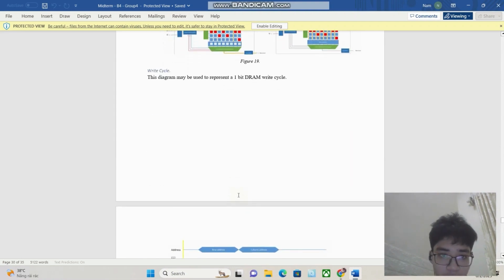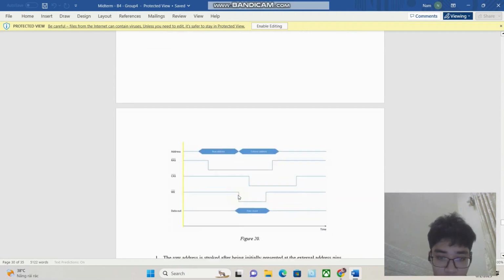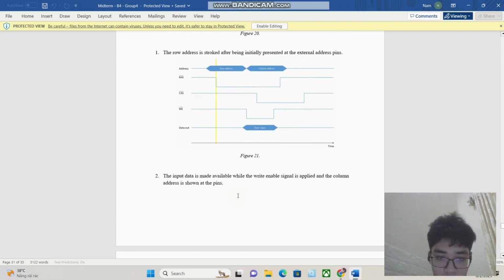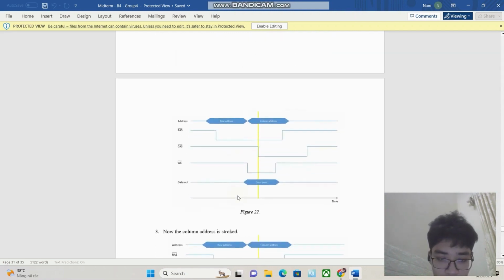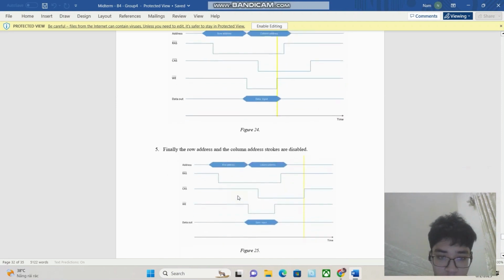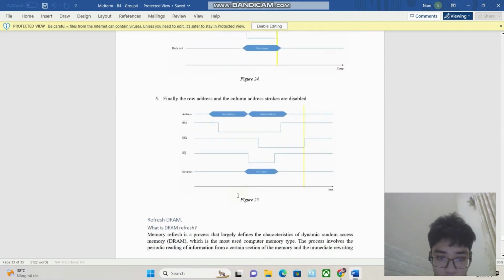Write cycle. This diagram may be used to represent a 1-bit DRAM write cycle. The row address is strobed after being initially presented at the external address pin. The input data is made available while the write enable signal is applied and the column address is present on the pin. Now the column address is strobed. Then the write enable is turned off and input is no longer accepted. Finally, the row address and column address strobes are disabled.